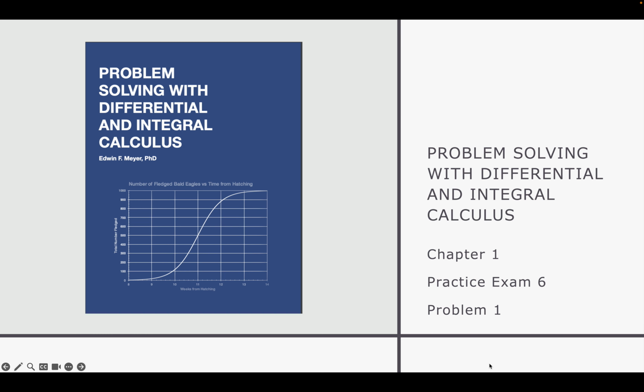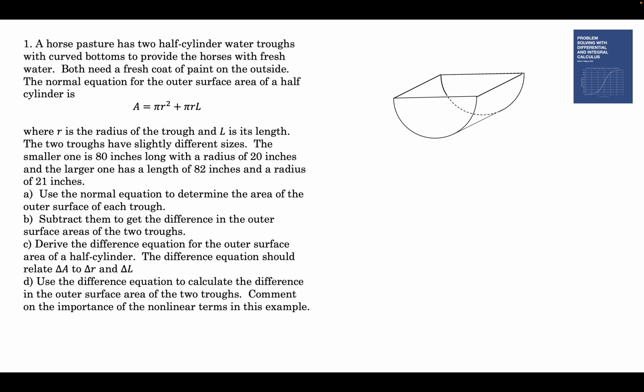Problem 1 on practice exam 6 of chapter 1 in the book Problem Solving with Differential and Integral Calculus. We have a trough in a horse pasture. One's a little bit bigger than the other one. Both need a fresh coat of paint on the outside. The area of the outside is pi r squared plus pi r L. R is the radius of the ends, the curved ends. L is the length. This is the normal equation for the outer surface area.